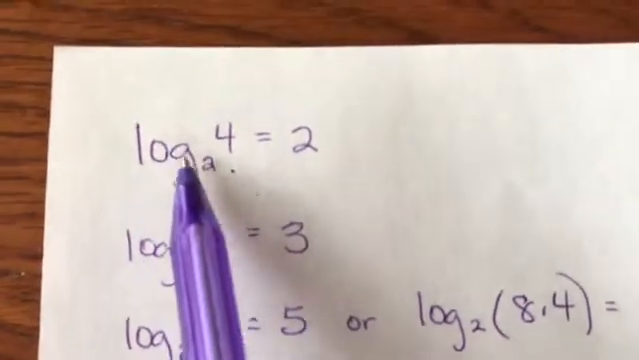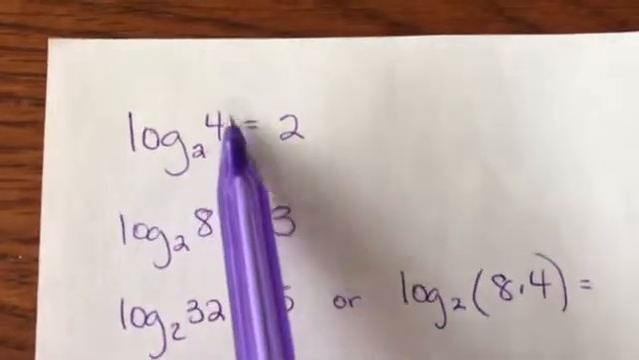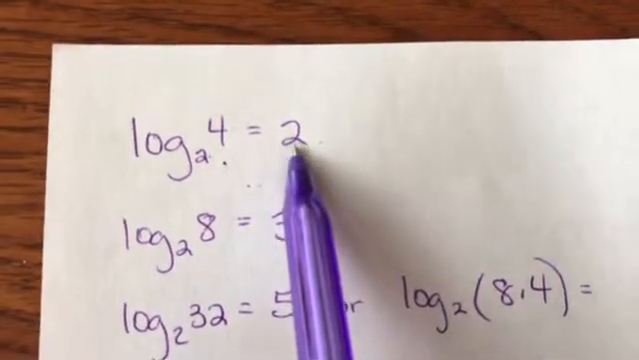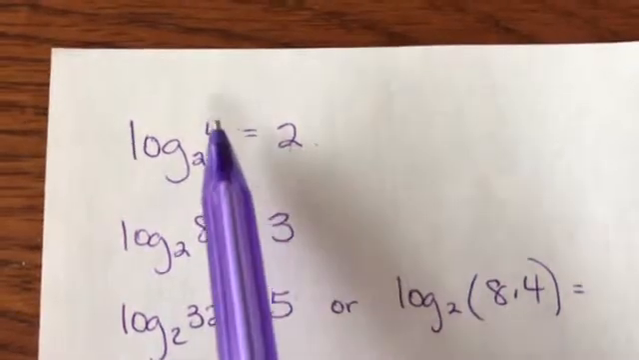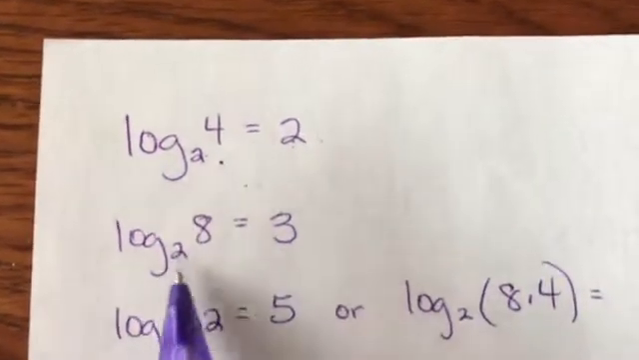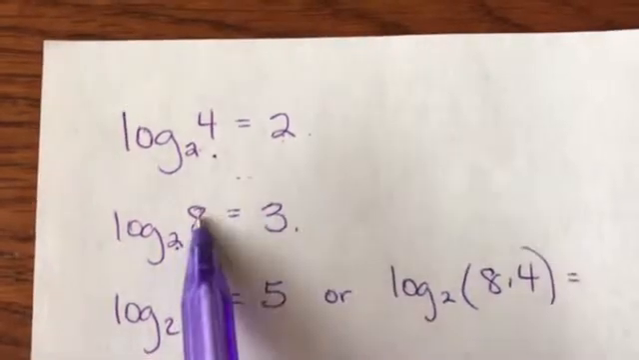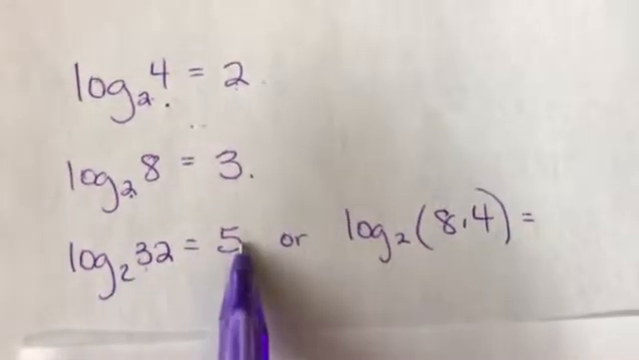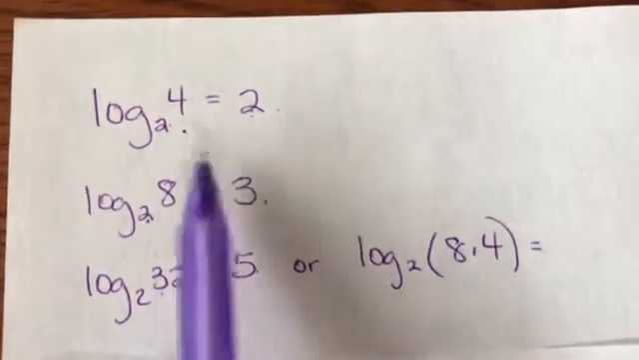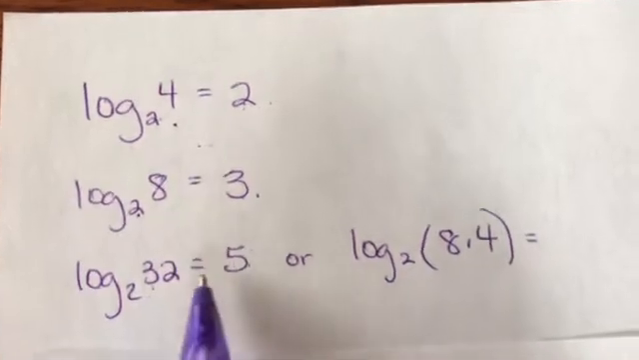Now, you guys probably realized from last week that the log base 2 of 4 is 2. And you might be like, why? Because 2 squared is 4. So I did some here that you knew. 2 to the 3rd is 8. 2 to the 5th is 32. Okay? So I just want to show you this little trick.